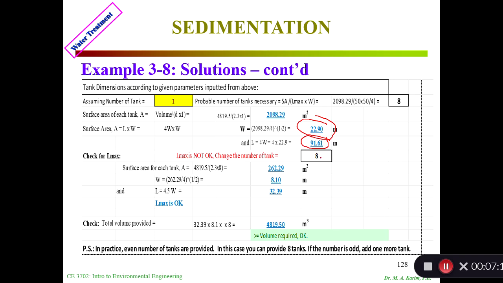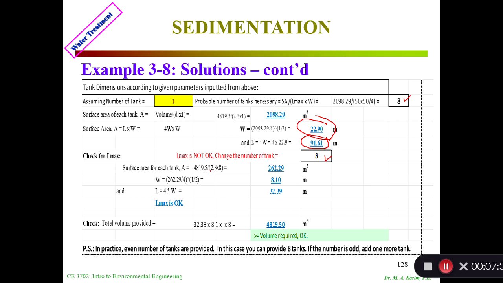Change the number of tanks to 8. How did I come up with it? I did a simple equation over here to come up with it. It looked like it was 7 point something, but I did 8. But you can do trial and error. You can go for 2, 3, 4, 5, 6, 7, 8. You have to keep doing it until it makes sense.